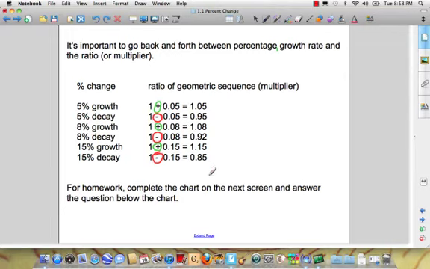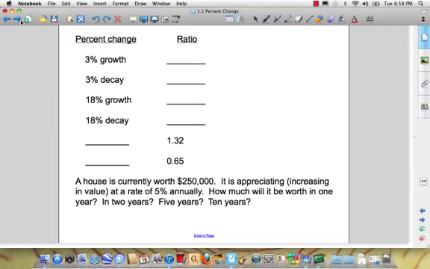Okay, so for homework, I'm going to, in a moment, advance to the next screen, and you will see a chart to complete and some questions, a word problem below that. All right, so here it is. I want you to figure out if you have a 3% growth rate, I want to know what's the ratio that corresponds to that. Same for 3% decay, 18% growth, 18% decay. And then for these last two on the chart, I'm giving you the ratio and asking you for the percent growth or decay.